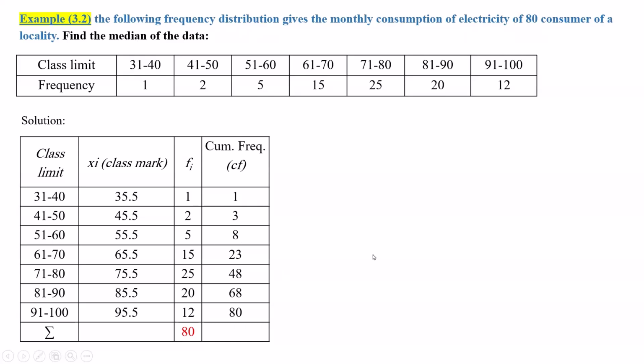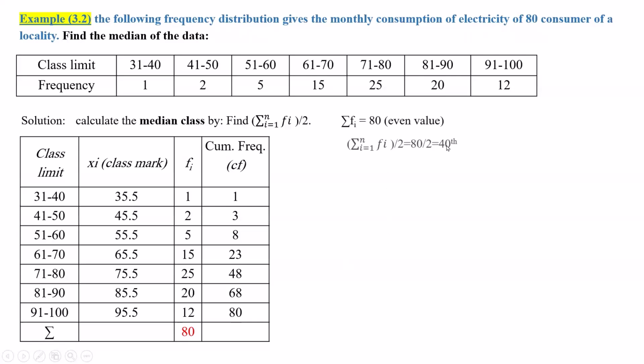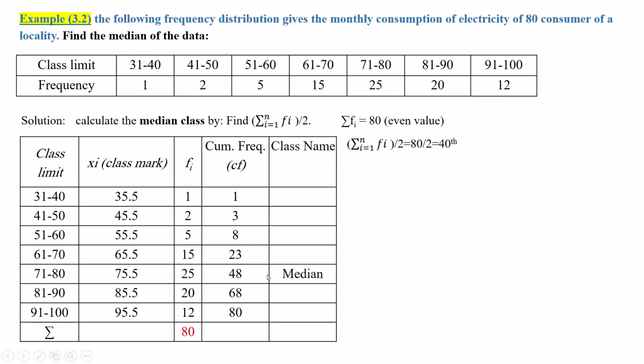We have to find the median class. To calculate the median class, we have to divide summation of frequency by 2 because it's even. So it equals 40. In cumulative frequency, we have to determine a cumulative frequency greater than 40 and nearest, 48. So 48 is the median class.